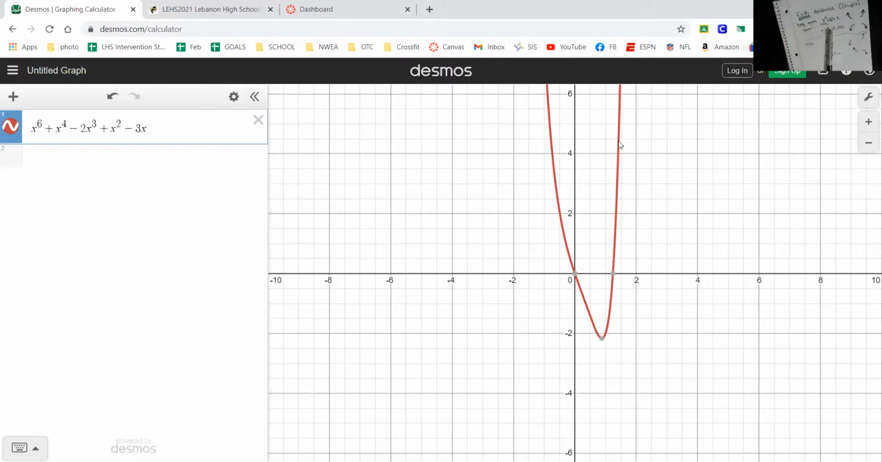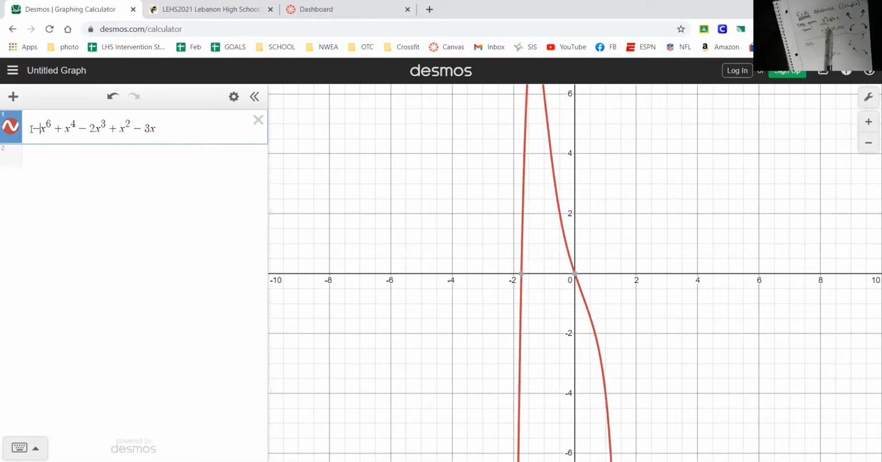But if you still look, the ends are still both facing up. And to change that, if I simply put a negative in front of this x to the 6th, that's going to flip the whole thing over. And now my ends are facing down. Okay, so the middle part is determined by all this other nonsense. This leading term here is what determines my end behavior.